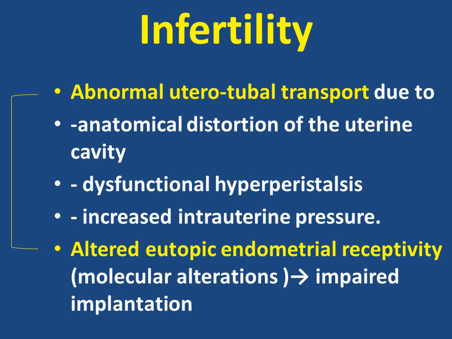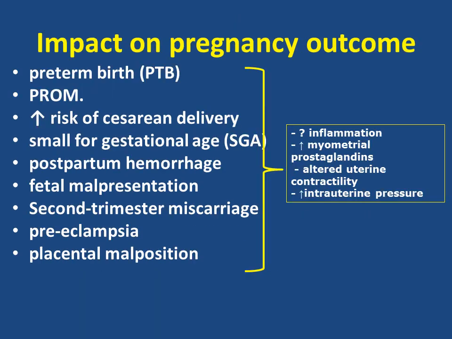Another explanation for the infertile cases is the altered endometrial receptivity by the uterine contractions, by the increased intrauterine pressure, which may lead to impaired implantation. So infertility can occur in cases with adenomyosis as well. What about the pregnancy outcome? I told you it can lead to preterm labor, premature rupture of membranes, increased risk of cesarean section delivery, small for gestational age, postpartum hemorrhage, fetal malpresentation, second trimester miscarriage, preeclampsia, and placental malposition.